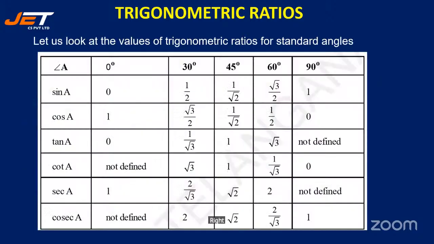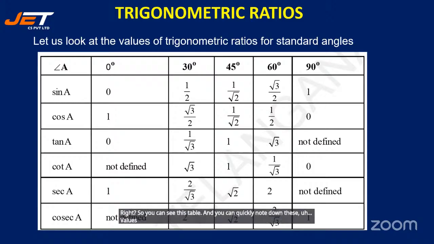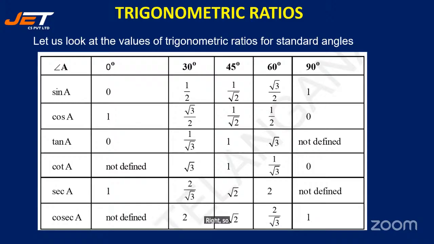Right? So you can see this table and you can quickly note down these values if you are not done. Right? So sine 0 is 0, sine 30 is half, sine 45 is 1 by root 2, sine 60 is root 3 by 2. Sine 90 is 1. Right? So, cos is the reverse. Whatever you go from 0 to 90 for sine, for cos you should go from 90 to 0. So, just reverse of that, which is 1, root 3 by 2, 1 by root 2, half, 0.